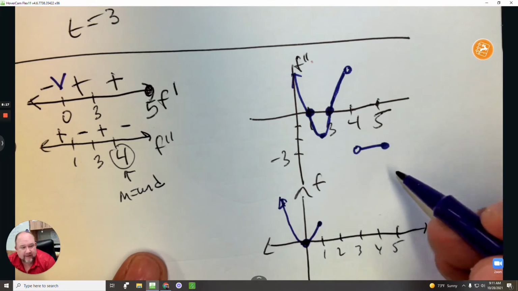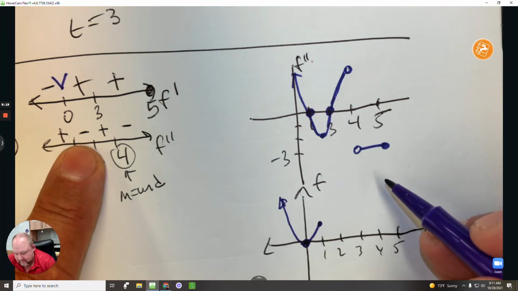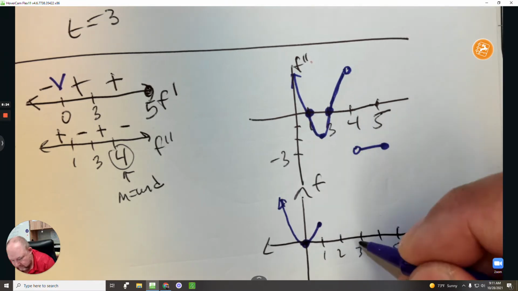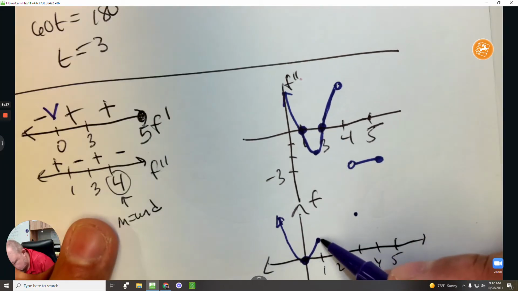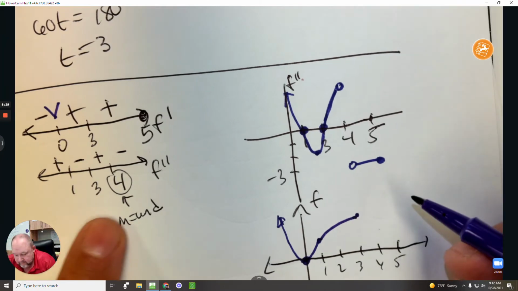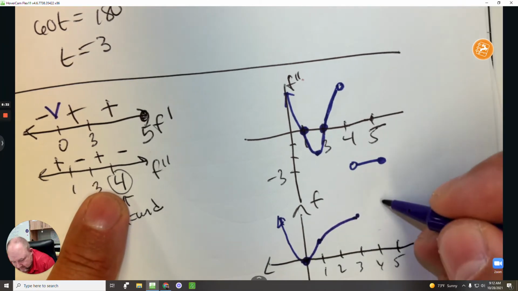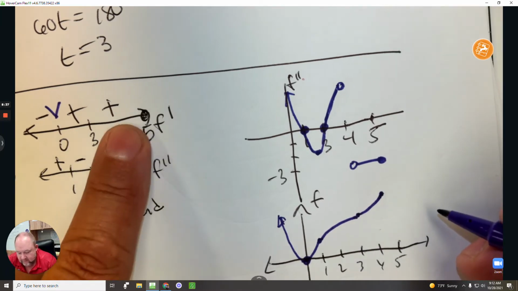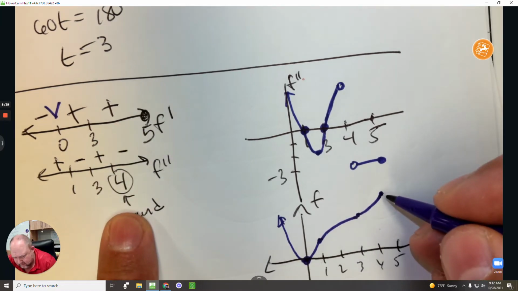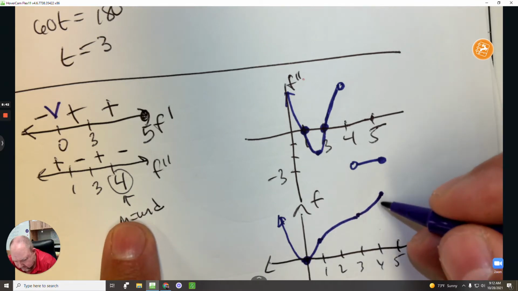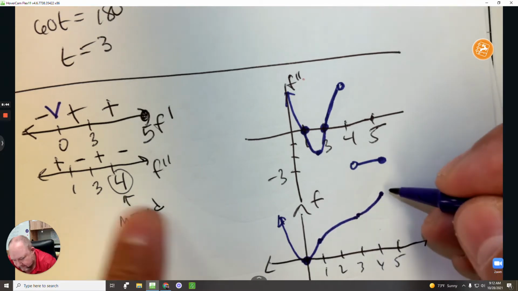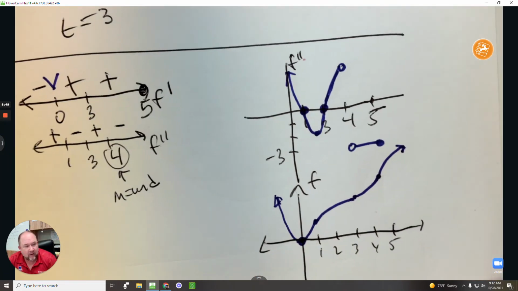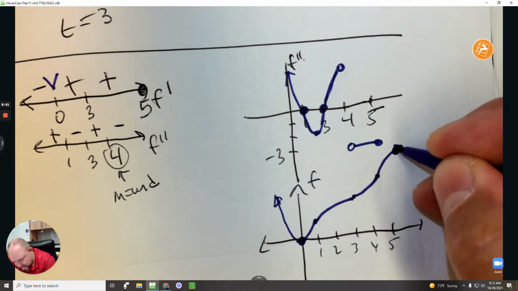And then after 1 it increases completely, but now it's concave down to 3. And then to 4, it's concave up. And then it just keeps going concave up after that. From 3 to 4, it's concave up. And then after that, it's concave down as it rises. Oh, and it ends at 5. So right there is an endpoint.